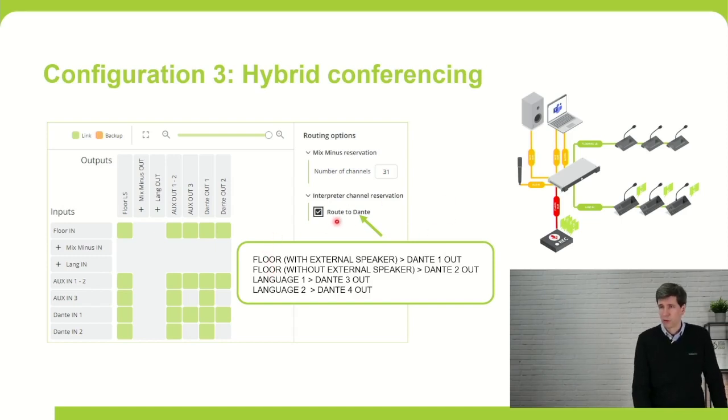At the same time, if there is interpretation available, you just click this box here, and then, of course, the floor with the external speaker will be on Dante 1, as you can see here, and Dante 1 will contain everything. If you want to have the floor without the external speaker, to send, for example, back towards the remote side, you take Dante 2. And then all the languages, from 1 to 11, will be put on Dante channels 3, 4, 5, 6, and so on. Here also, just by clicking this small box. This is also by default available on our Confero interface without any license.